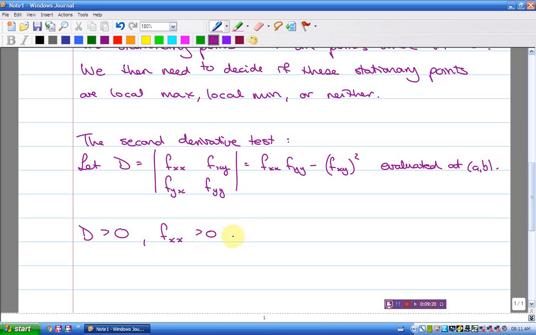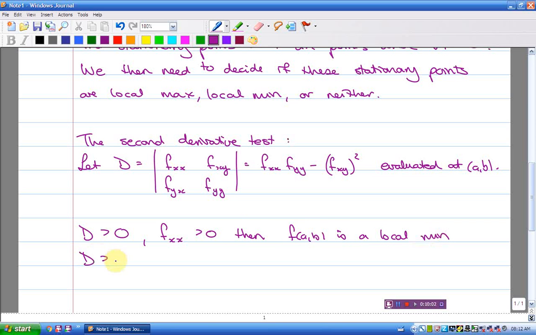And here I find this fairly easy to remember because this matches with our single variable stuff. Remember that in single variable calculus, if the second derivative is positive, it means our function is concave up, like a bowl, and it must mean that the turning point that we found is a minimum. If our second derivative is negative, it means our function is concave down, like a dome of a roof, and it must mean that the stationary point we found is a maximum, and this matches. So if our xx derivative is greater than 0, then what we found is a minimum. Then f of (a, b) is a local min.